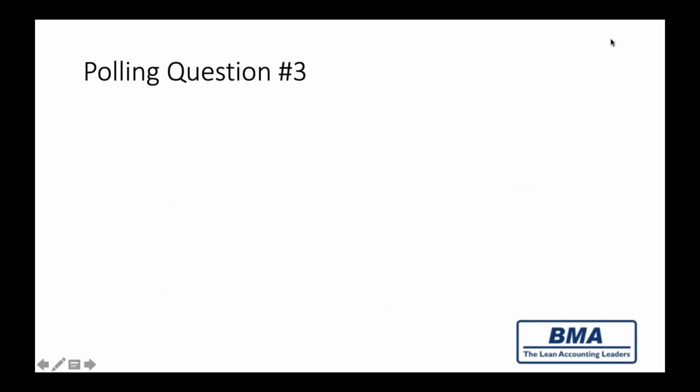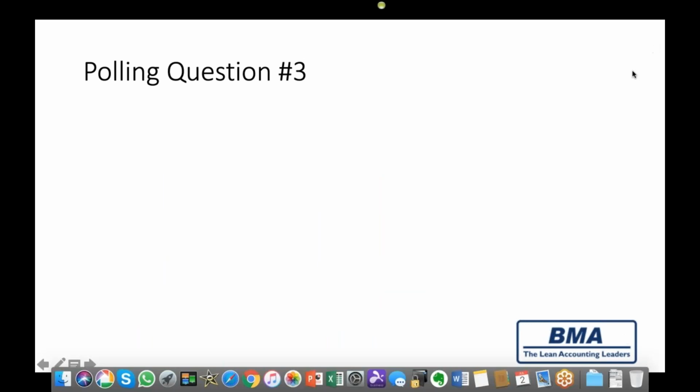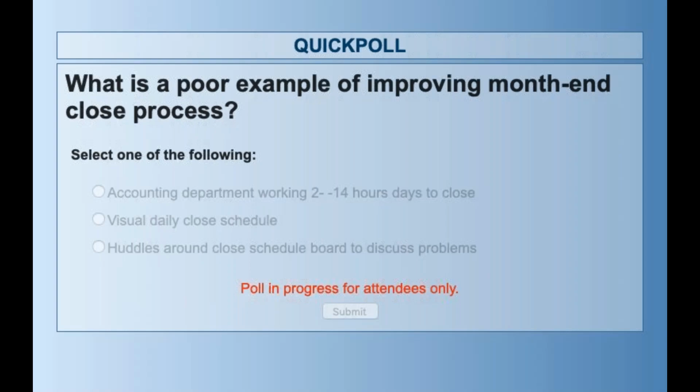So let's open up polling question number 3. And so what is a poor example of improving month-end close? The accounting department working 2 14-hour days to close, visual daily close schedule, huddles around the close schedule board to discuss problems.